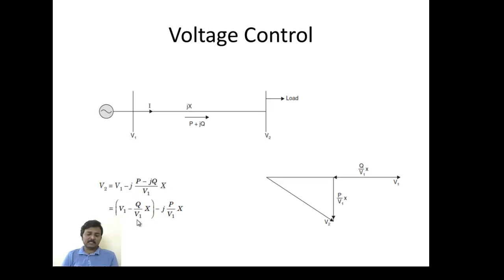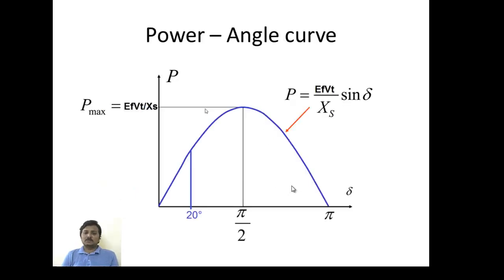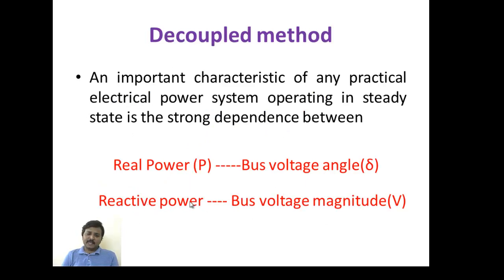In this equation, the reactive power component is directly subtracted from the sending end voltage to get the receiving end voltage, so it directly influences the receiving end voltage. The V2 parameter decreases directly with the value of Q. That means Q and bus voltage magnitude are more dependent than Q and load angle. So another strongest relation is between reactive power and bus voltage.